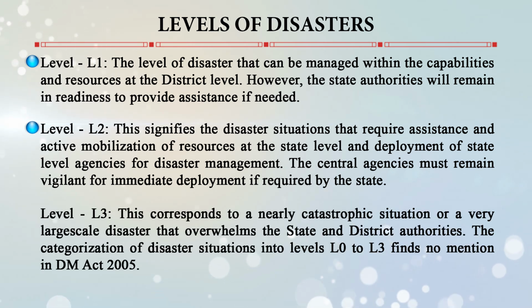Level 3, this corresponds to a nearly catastrophic situation or a large scale disaster that overwhelms the state and district authorities. So, the categorization of disaster situation is not given in the Act, but we are able to act and prepare ourselves for such situations. Further, the Disaster Management Act does not have any provision for notifying any disaster as a national calamity or a national disaster.